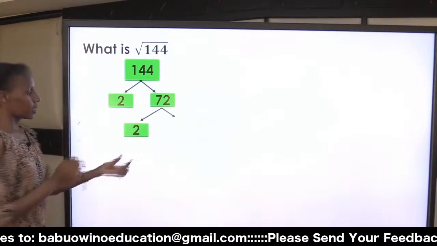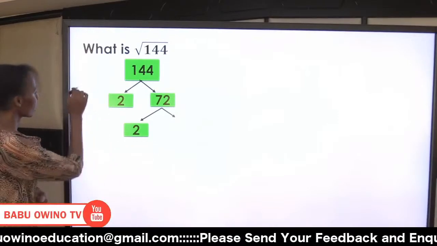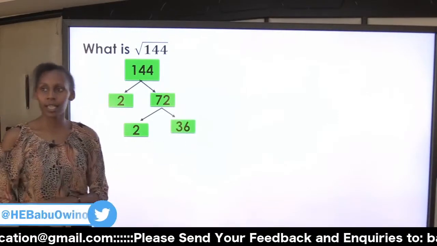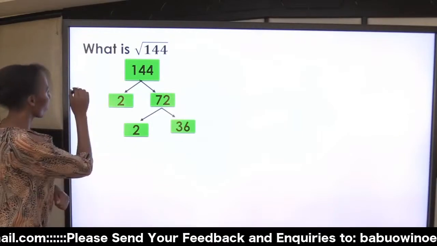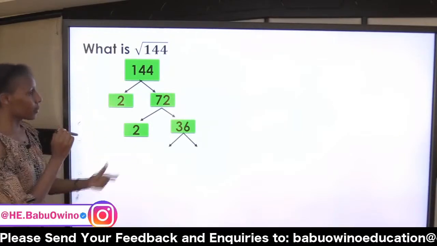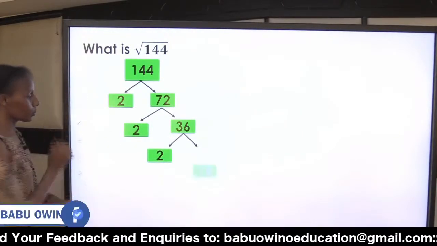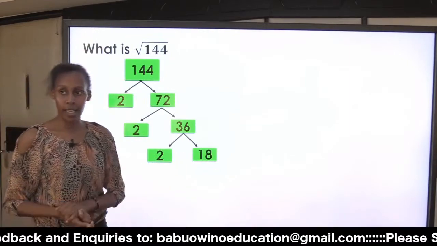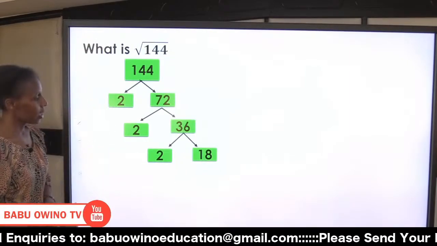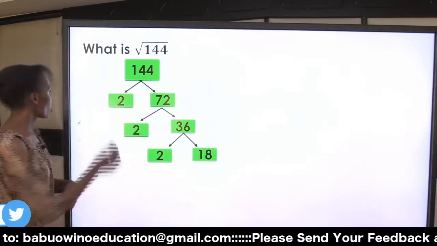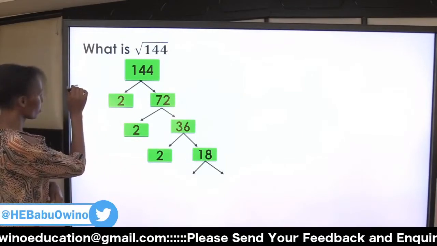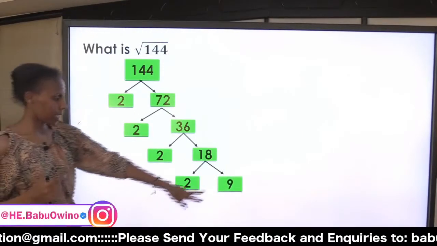72, again we divide by 2. What do we get? We get 36. Our 36, we divide it further by 2, and we get 18. Okay? It's still an even number, so we'll still divide by 2, and we will get 9.